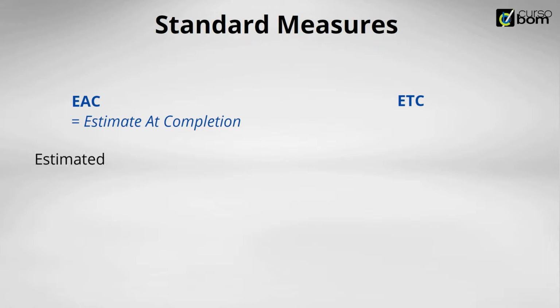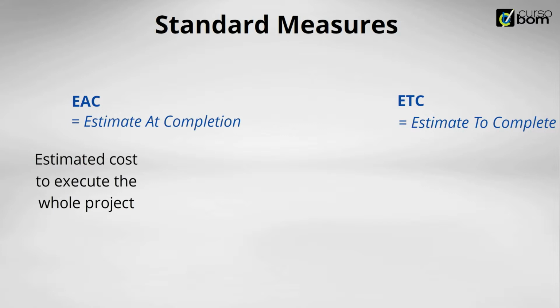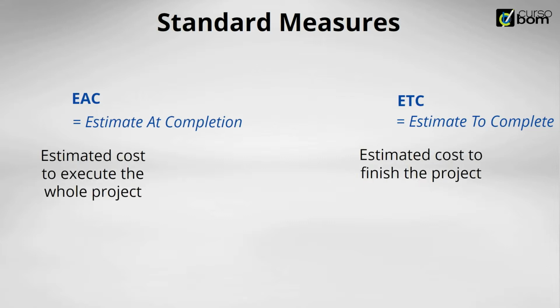There are two standard measures to monitor projects: the EAC and the ETC. EAC is the acronym for Estimate at Completion, that corresponds to the estimated cost to execute a whole project, while the ETC, Estimate to Complete, corresponds to how much is lacking to complete a project. One can infer, based on these definitions, that in the beginning of a project, EAC is equal to ETC.